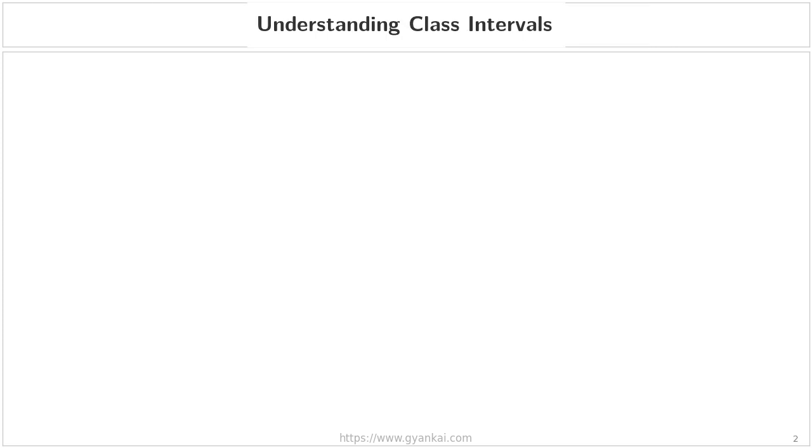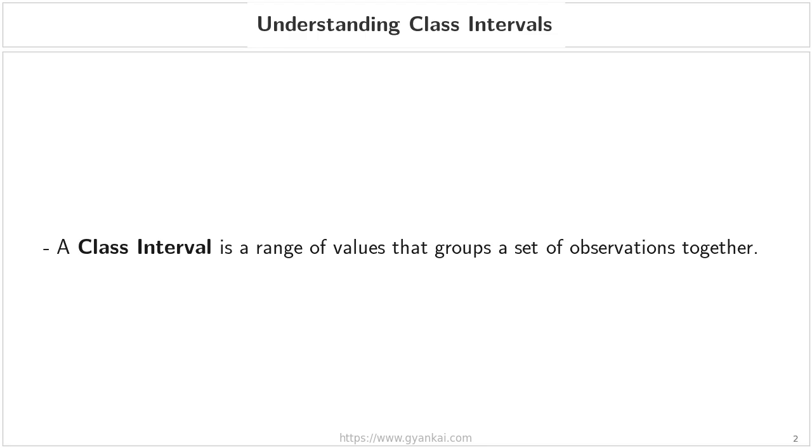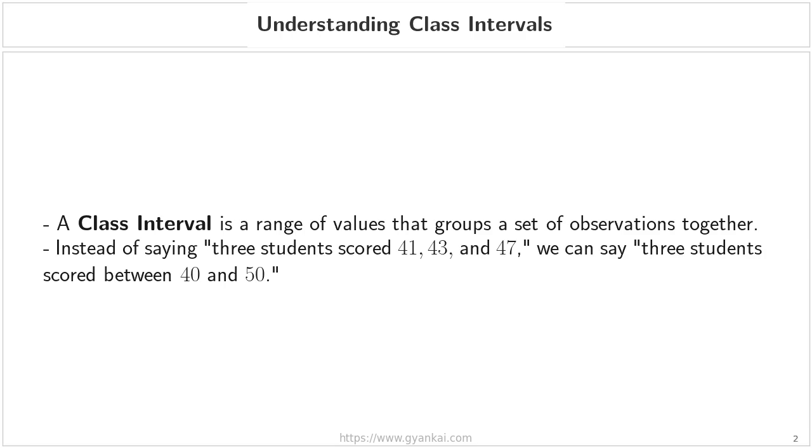Understanding class intervals. Think of a class interval as a container or a specific range of values that allows us to group different observations together. To make this clearer, let's look at the difference in how we present information. In our previous lesson on ungrouped data, we might have listed specific scores like saying, 3 students scored 41, 43, and 47. That's a lot of individual numbers to track, but with grouped data, we can simplify that entire sentence to say, 3 students scored between 40 and 50. See how much cleaner that sounds. We've traded individual points for a single, manageable range.